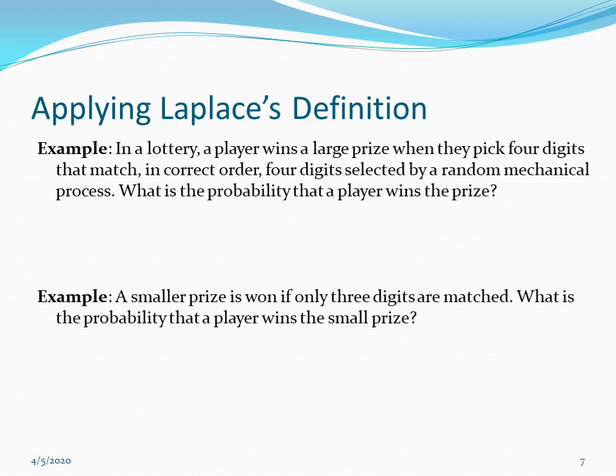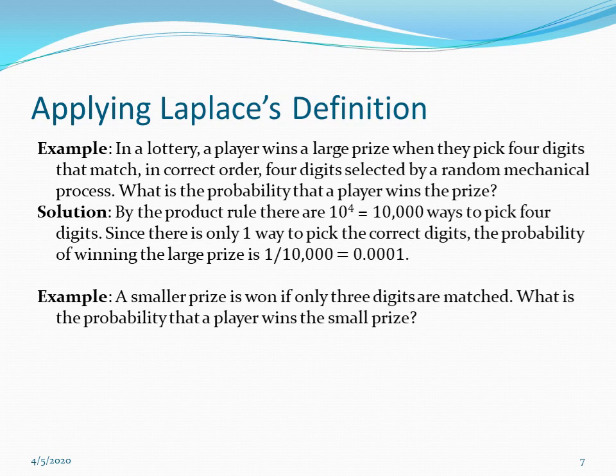Here is another example of calculating probability. In a lottery, a player wins a large prize when they pick 4 digits that match in the correct order. 4 digits are selected by a random mechanical process. What is the probability that a player wins the prize? First of all, we have 4 digits that must be selected. How many ways can you select 4 digits? Well, there are 10 choices for each digit from 0 to 9, where the number of ways to select 4 digits is 10 times 10 times 10 times 10, which is 10,000. Now there's only one way to pick the correct digits in the correct order, where the probability of winning the large prize is 1 divided by 10,000, or 0.0001.